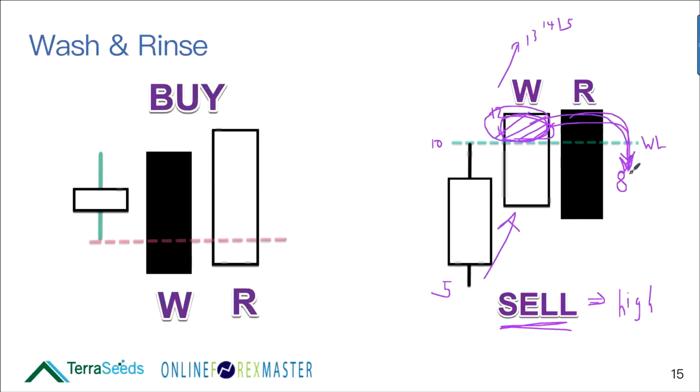So when price reins back below that wash line, this becomes a short opportunity for us. And by doing so, we are able to avoid all the nonsense that can happen here. So this is as simple as it is, what wash and rinse is all about.